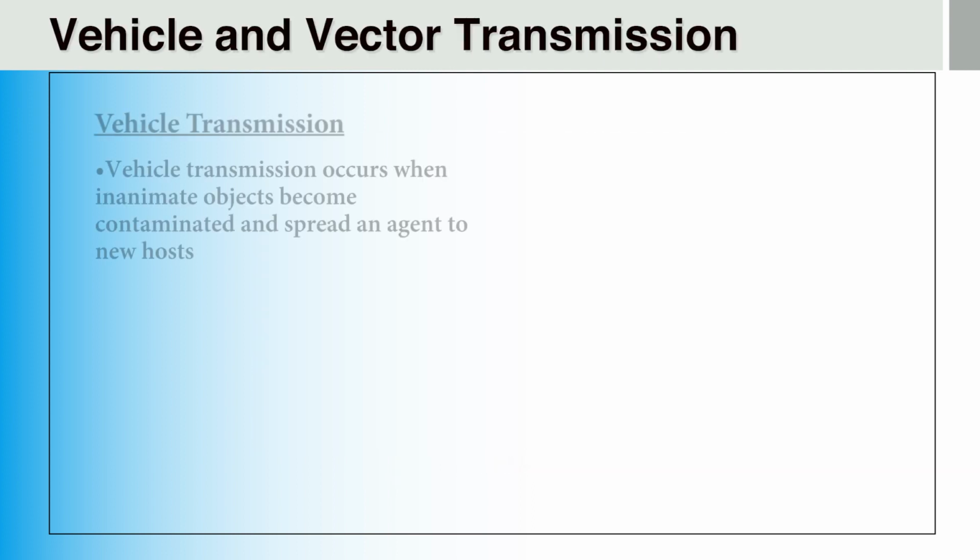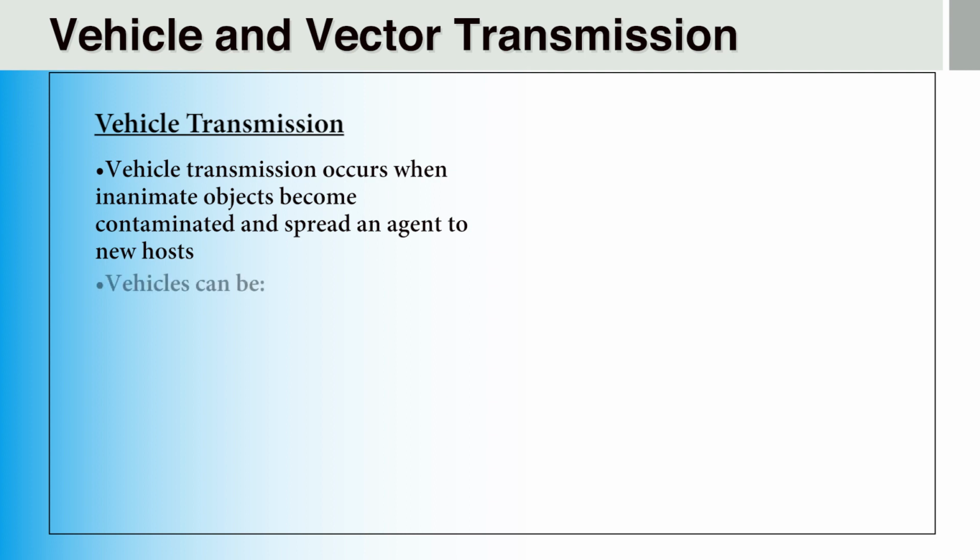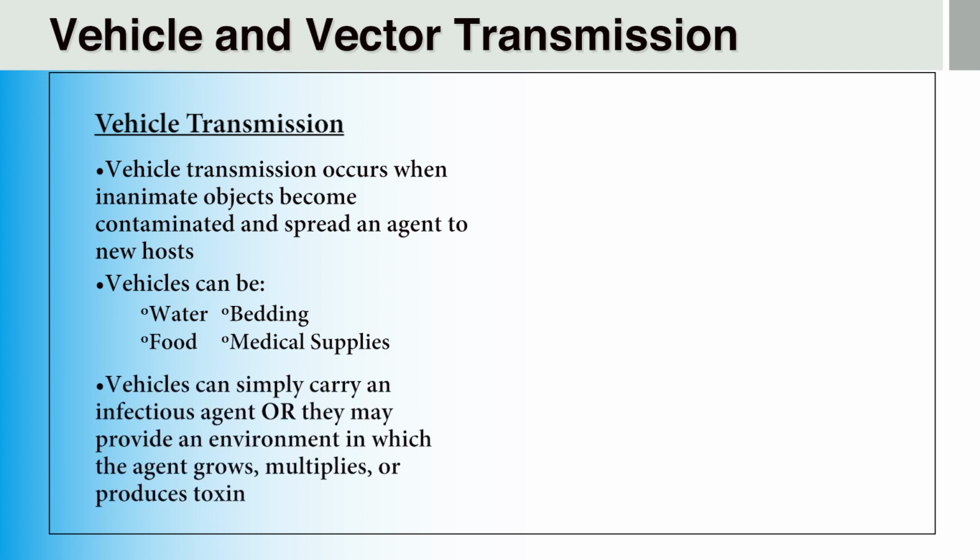Vehicle transmission occurs when non-living objects like water, food, bedding, or medical supplies become contaminated with an infectious agent and spread the pathogen to new susceptible hosts. Vehicles can simply carry an infectious agent, or they may provide an environment in which the agent grows, multiplies, or produces toxins. For example, improperly canned foods provide an environment that supports the production of botulinum toxin by Clostridium botulinum bacteria, and when ingested by humans, results in botulism.